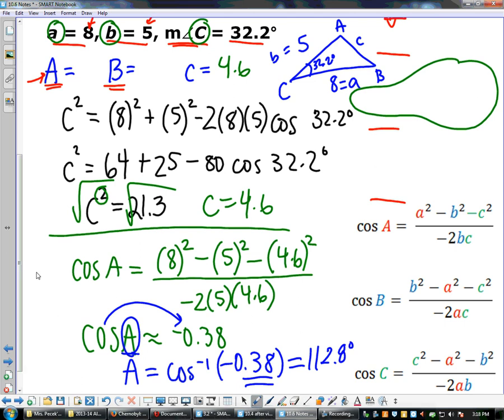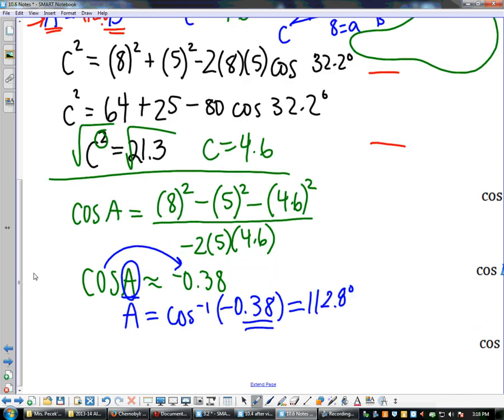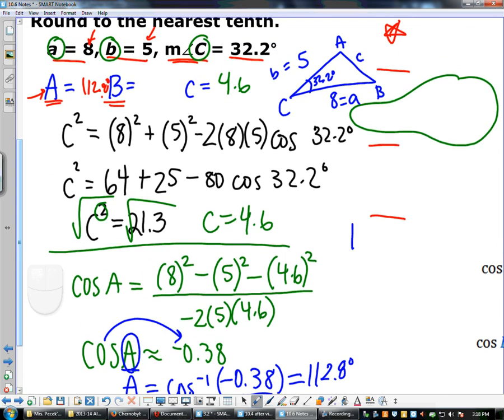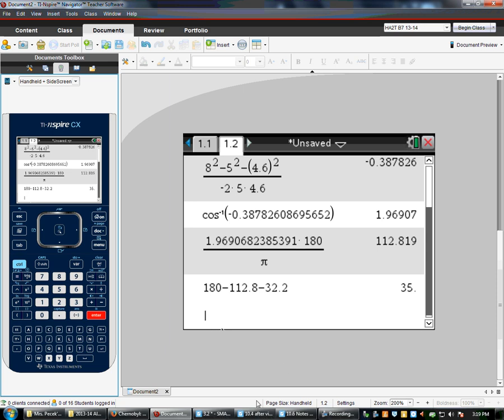So we have one last thing here to find. We now know angle A. We know angle C was 32.2 degrees. So last, to find angle B, I'm just going to use the fact that they all add up to 180. So to find the measure of angle B, we're going to take 180 degrees, what they all add up to, and subtract 112.8 degrees and then subtract 32.2 degrees from that. Again, that will give me the measure of angle B, my last angle in my triangle. So 180 minus 112.8, and then again subtract 32.2, and we'll find out that our measure of angle B is equal to 35 degrees.